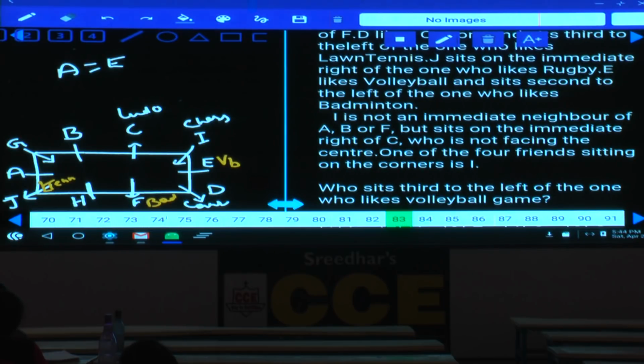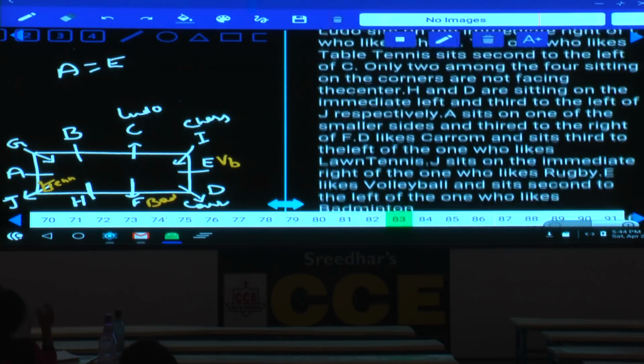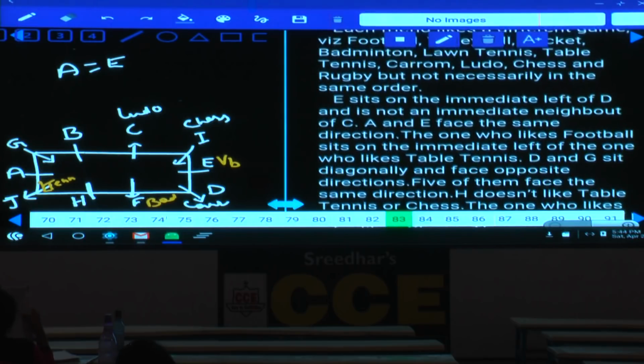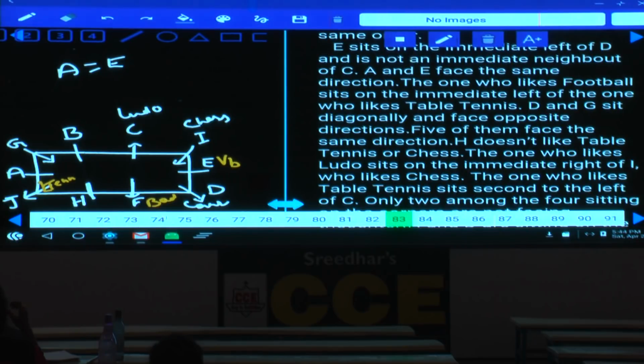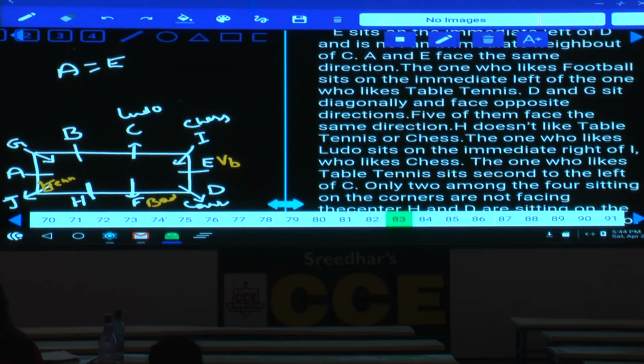One of the four friends sitting on the corner is I. Now this is the information we have. Then table tennis. Now E sits on the immediate left of D, and D is not an immediate neighbor of C, and A and E face the same direction. The one who likes football sits on the immediate left of the one who likes table tennis. Now football is to the immediate left of table tennis.